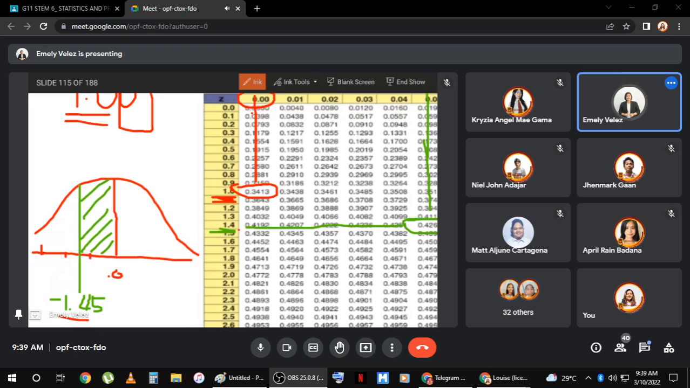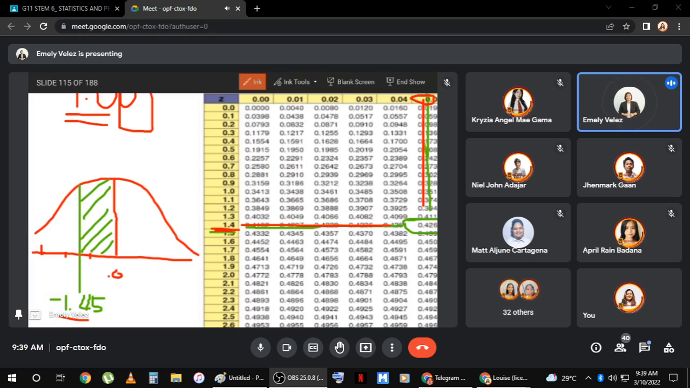1.4 is here. Clear, right? I will erase the picture so you won't be confused. So, first find 1.4. The last digit is 5. See where they meet. That's why you have 0.4265 as the answer.